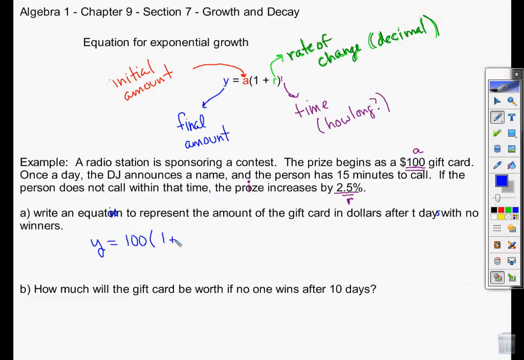And then we have 1 plus our rate. So now we need to take that 2.5% and convert it to a decimal. In order to do that, we move 2 places to the left. So that's 0.025. And then to the power of t. We don't know what t is yet. And 1 plus 0.025 is 1.025. So we add these together.